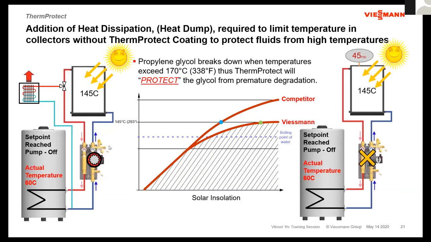So in our system comparison here now, to maintain these temperatures, we've got 45 pounds on the collector. 145 C is our maximum. We're not going to boil in this system. With our competitors here, we would want to turn that pump on and start rejecting the heat to make sure that we can keep those collectors in safe operation as far as its usage.